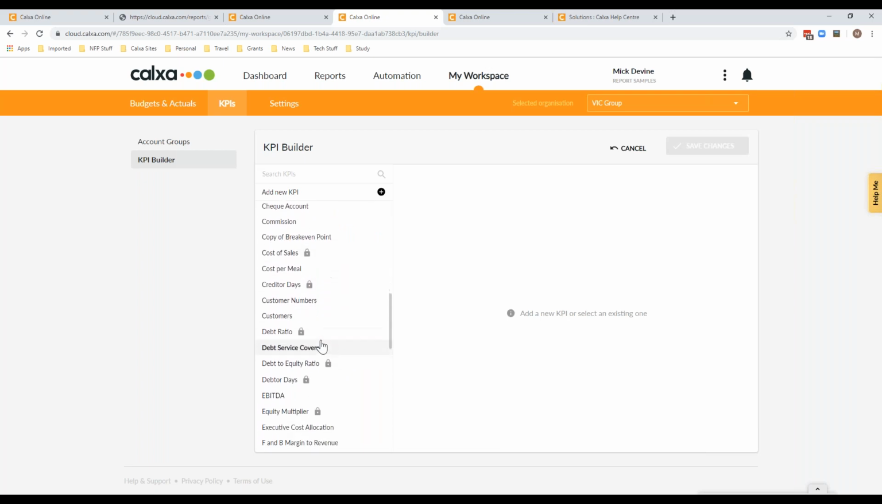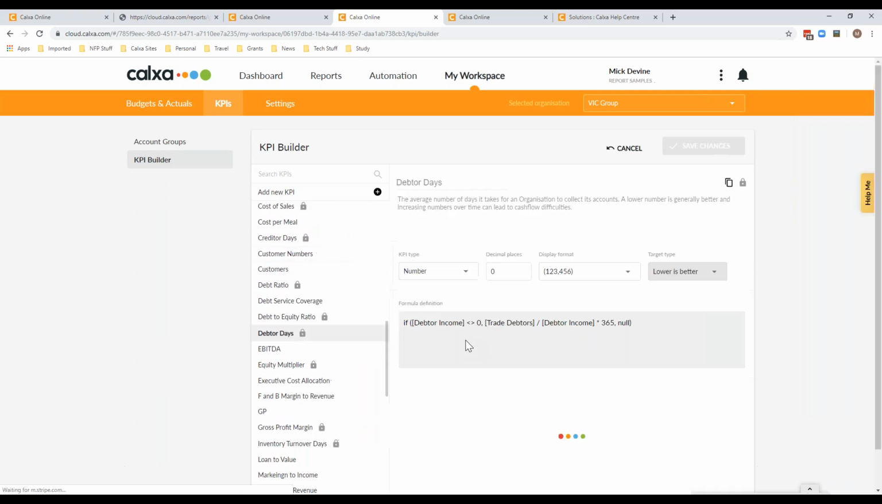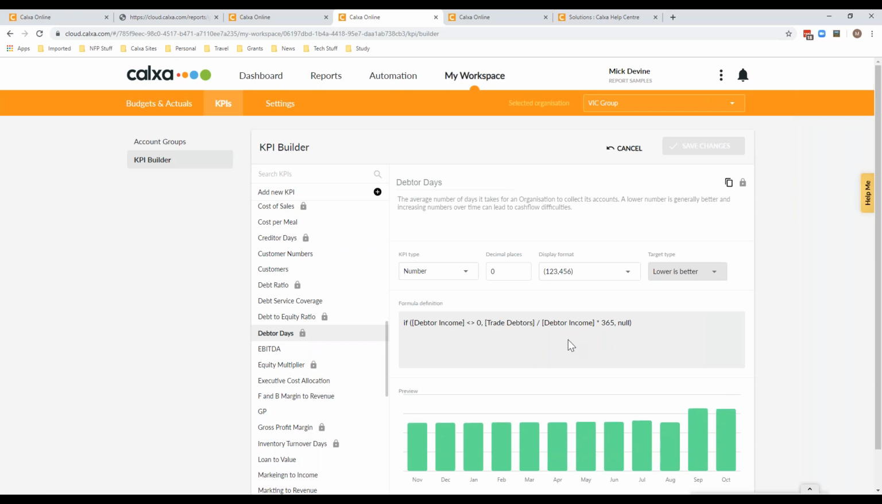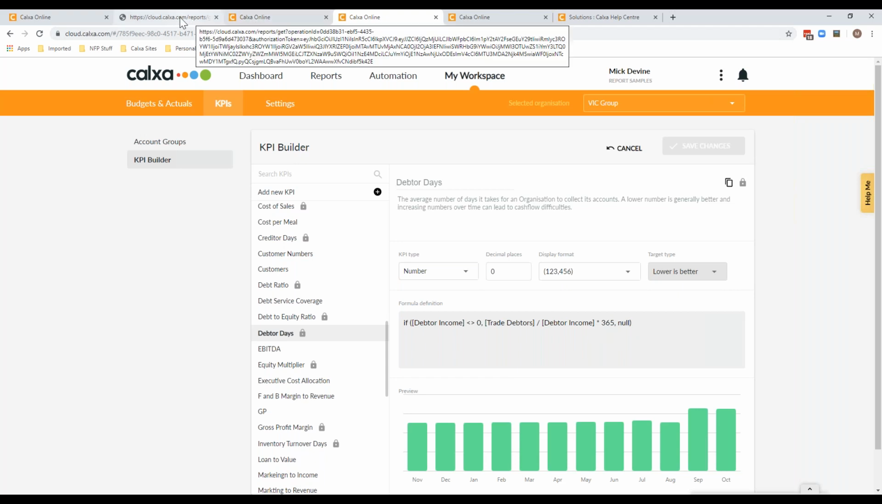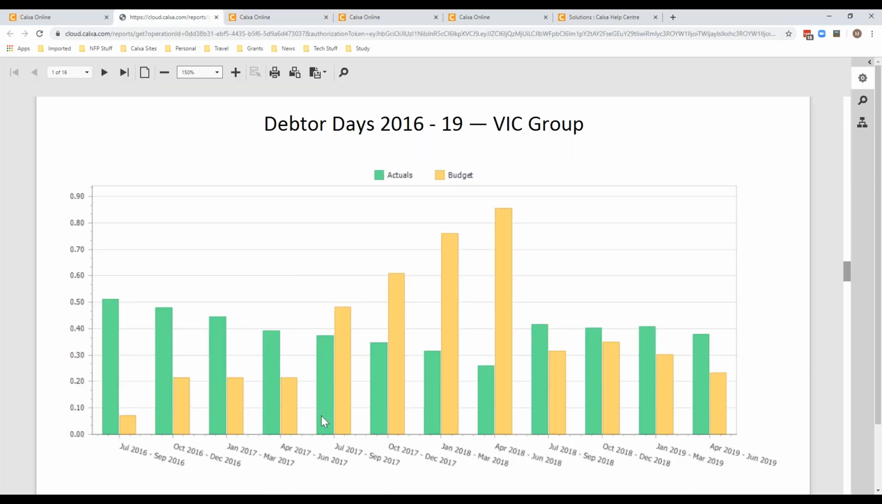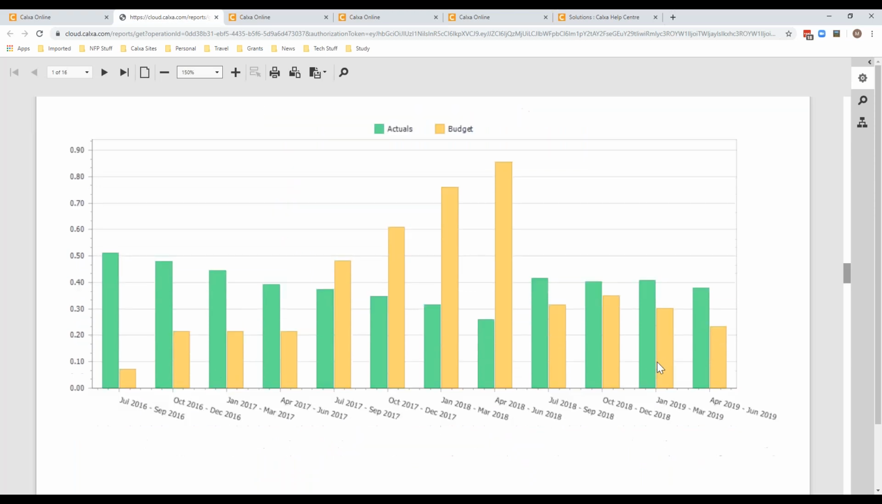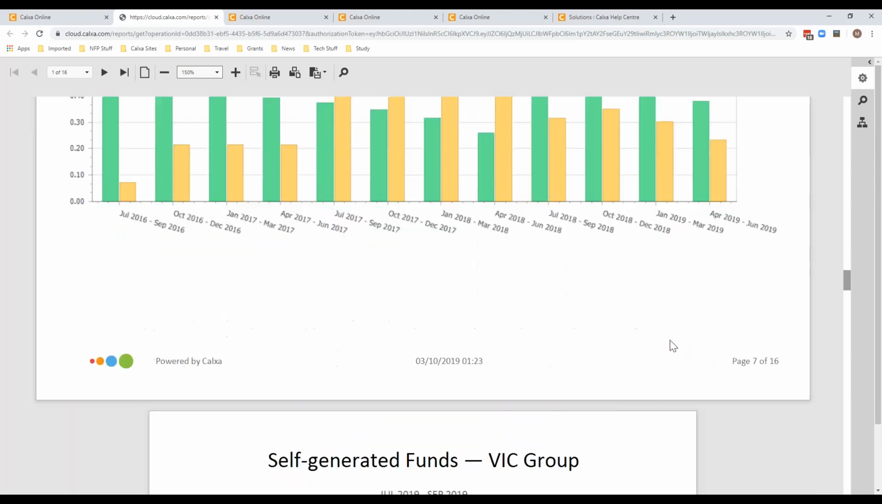So as I said, I've got copies of these formulas, so you don't have to remember them or take notes, but it's basically your current debtors divided by the annual income that is invoiced times 365 to give you the number of days.